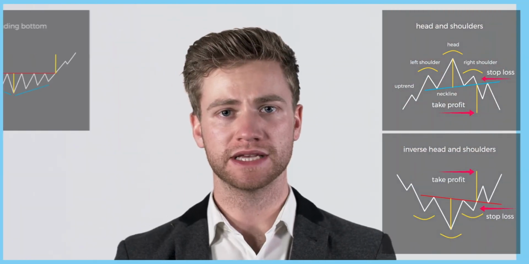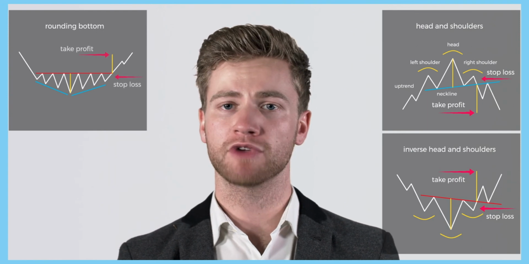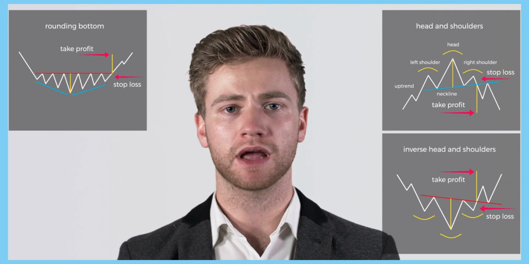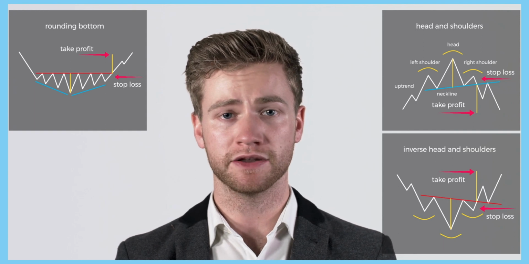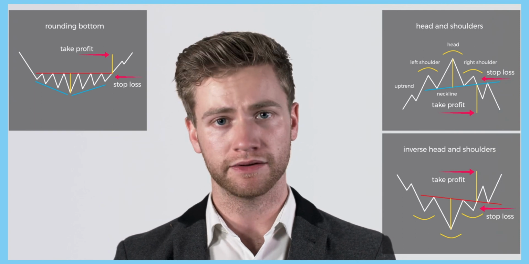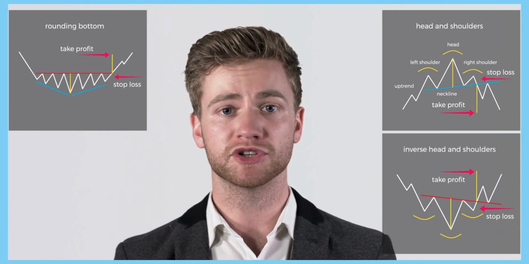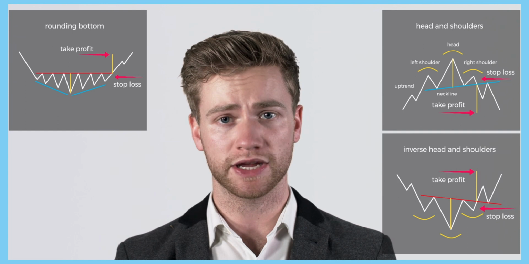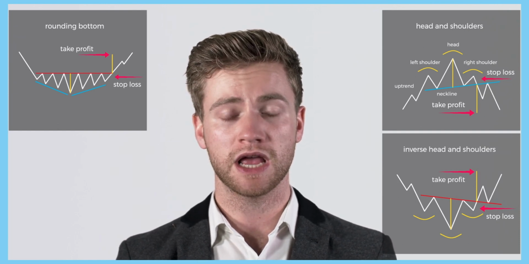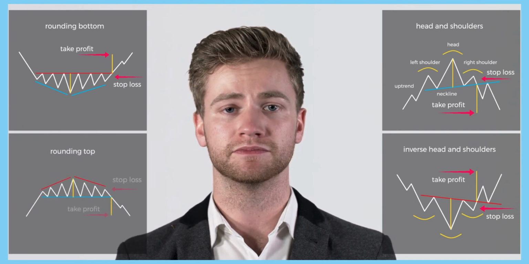A rounding bottom is a long-term bullish pattern. It represents a drawn-out shift of power from bears to bulls. Confirmation comes when the pattern breaks above the resistance line formed at the beginning of the decline at the start of the pattern. Again, traders take the height of the pattern and project that from the breakout to get a price target. Stop losses are typically set slightly below the resistance. A rounding top is the inverse pattern.